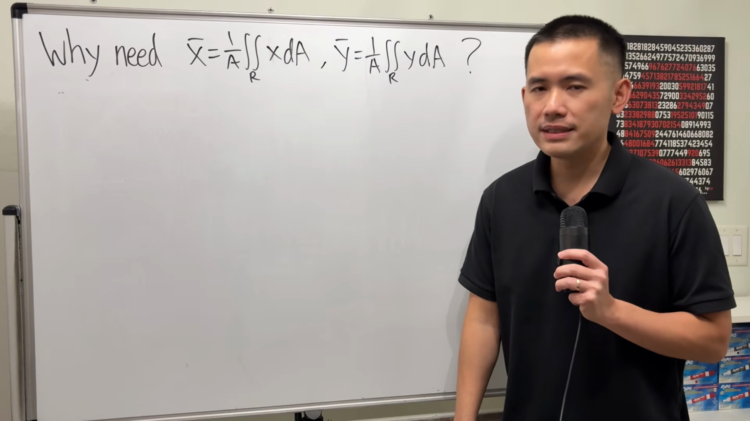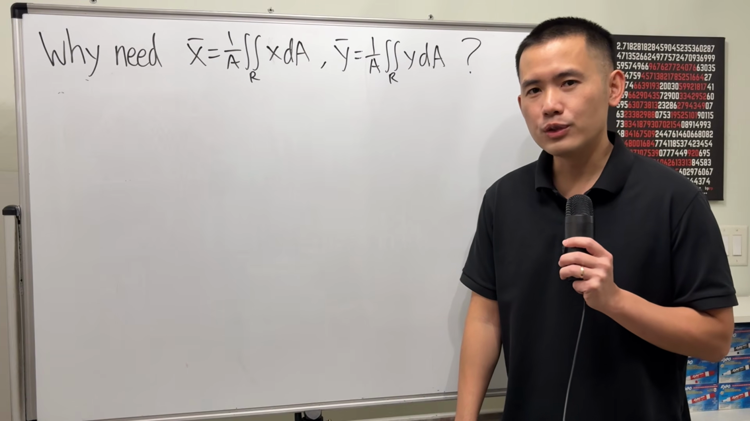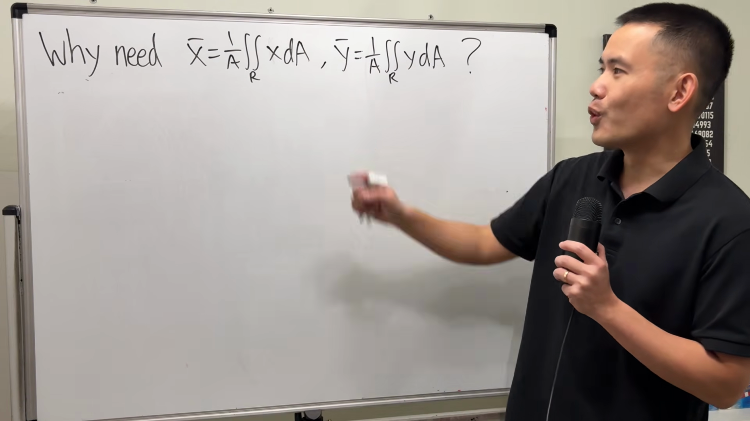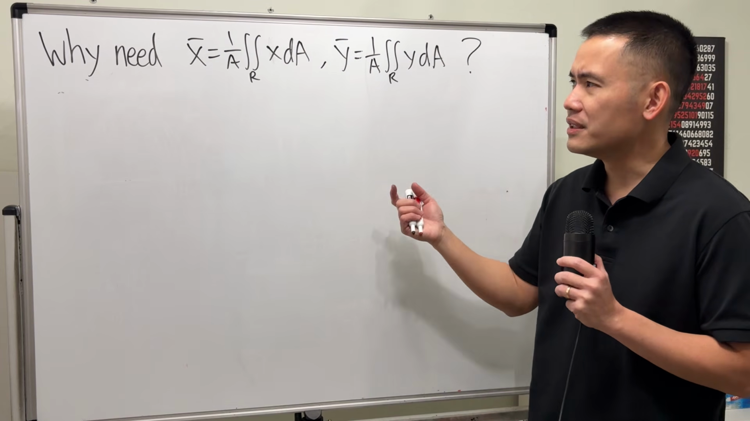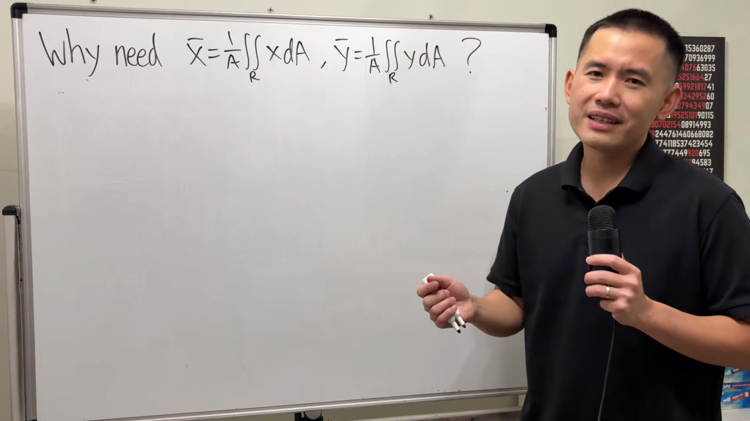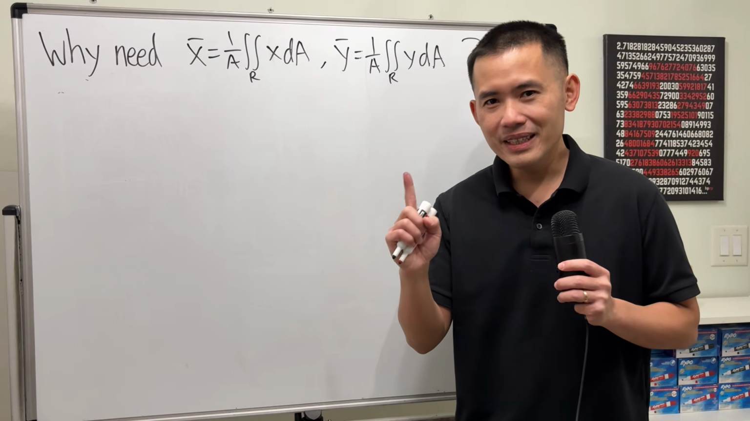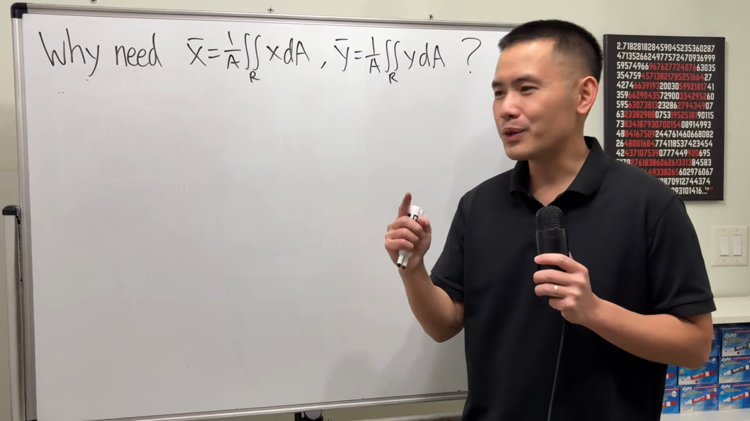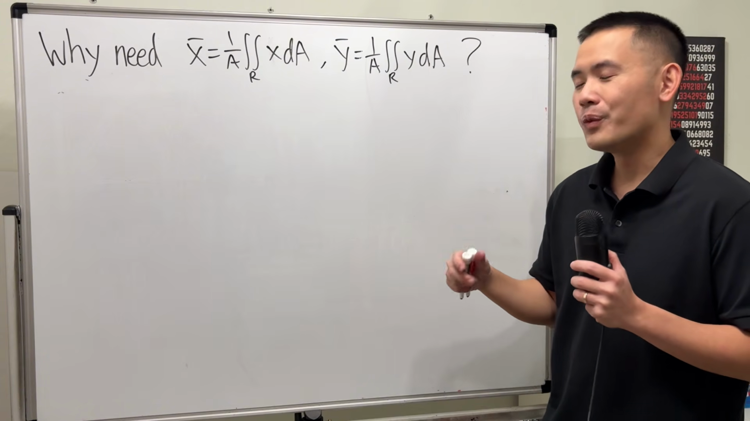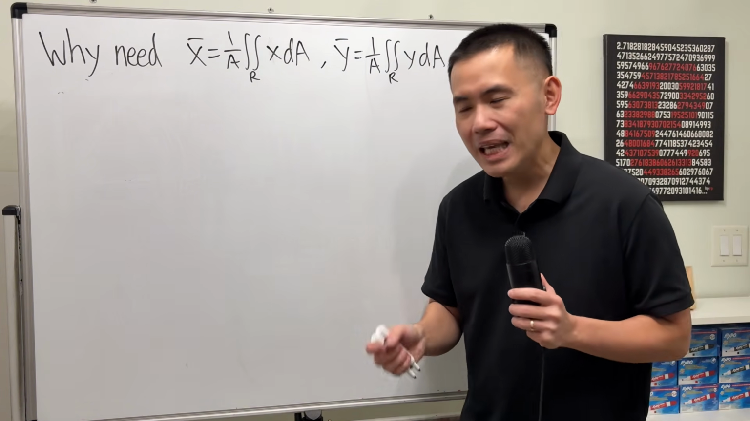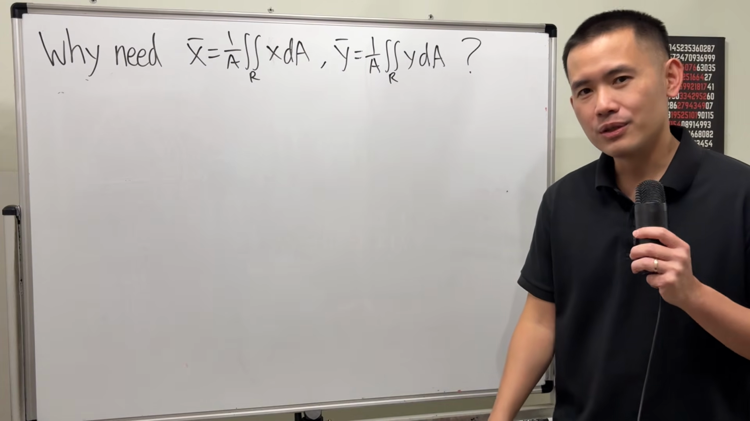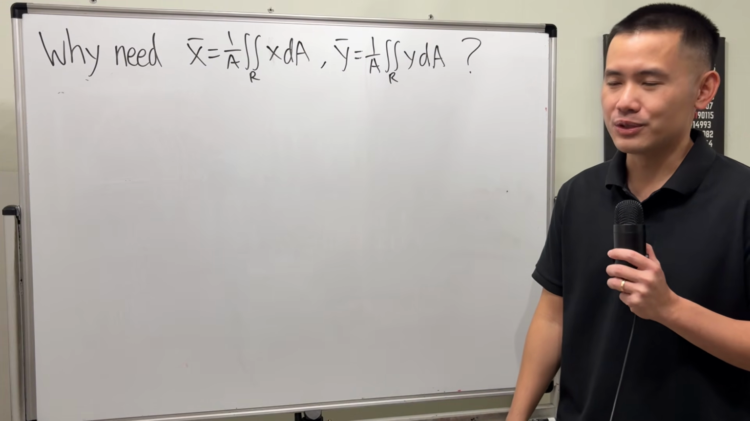So last time I showed you guys how to use double integrals to find the centroid of a region, and we got these two formulas here. But here's a bigger question. Why do we need this? Because maybe you are like, I'm happy with the single integral formula. I don't want two integrals in my formula. Well, sometimes if we have a more complicated region, maybe this is the way to go. So today, I want to give you an example on just that.